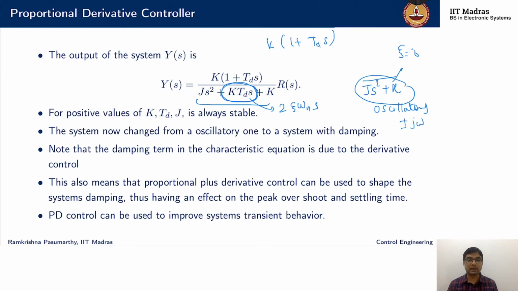This also means that I can choose a proportional plus derivative control to shape the system's damping. I can choose appropriately by choosing the values of k and td. I can shape the system's damping, and the damping is related to the peak overshoot and the settling time. Thus, I can say now that the PD control by itself can be used to improve transient behavior. You may want a faster response, a different zeta for that, zeta very small. I want a lesser overshoot, increase the zeta by a bit, and so on.